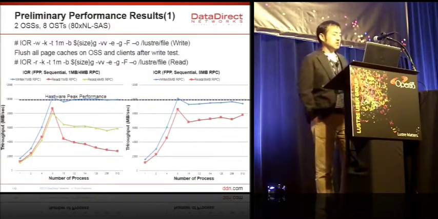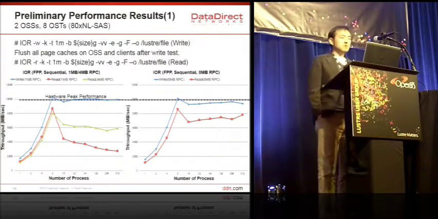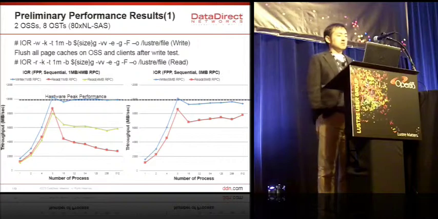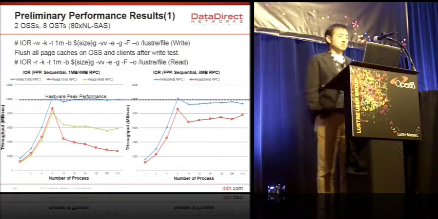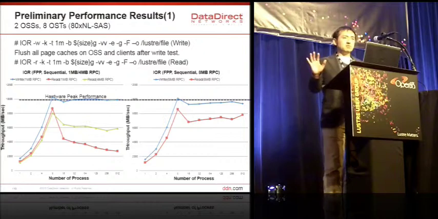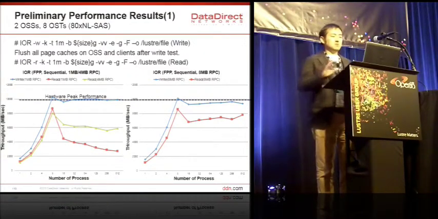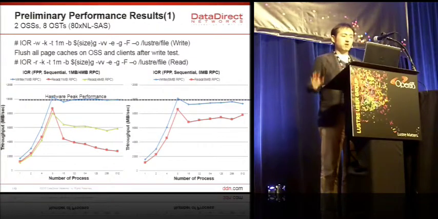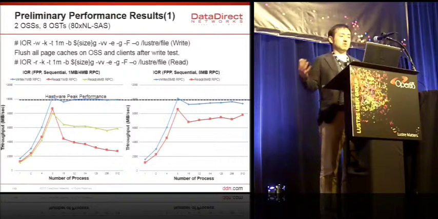This is an IOR benchmark from the client. It is a standard IOR with file-per-process from the service client. We run the write test first, and after that we flush all the file cache from the OSS and the client. After that, the read test.